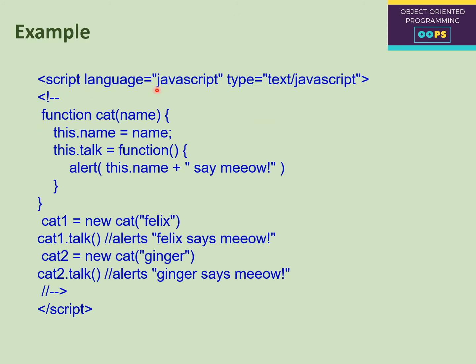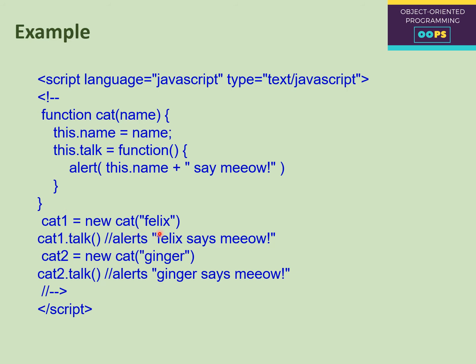So inside the script, we're trying to model that particular example. Script language JavaScript, type equal to text slash JavaScript. The function is cat. It will take a parameter name. This dot name is equal to name. This dot talk is equal to function; this dot talk can be defined as a function. Alert this dot name say meow. Then this is the corresponding function.